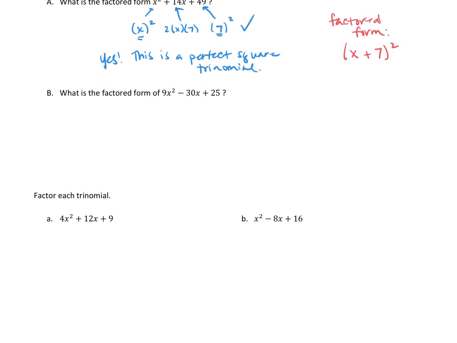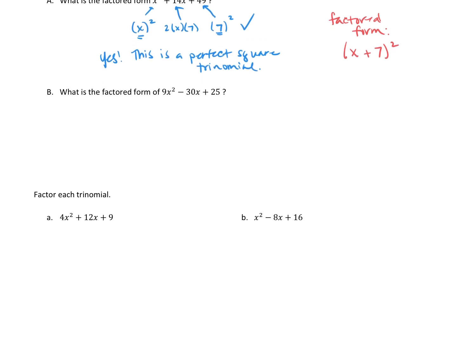Okay, let's try another one. What is the factored form of 9x squared minus 30x plus 25? So is this a perfect square trinomial? Well, let's check the first term. Can we square anything to get a 9x squared? So we can say, well, 3 times 3 is 9, x times x is x squared, so 3x squared gets us that 9x squared. Do we square anything to get a 25? Yeah, we square a 5. 5 squared is 25. So now let's check to see if we can get this negative 30x.